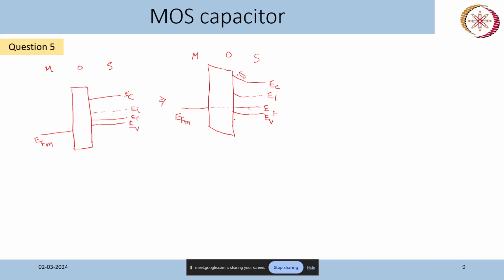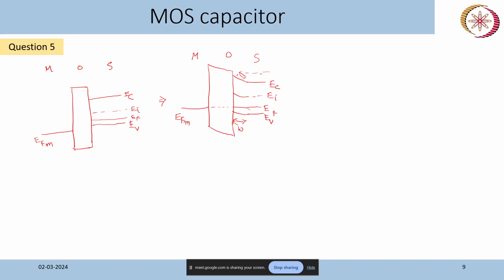Now here this is the depletion width W. In case of an ideal MOS capacitor, there should not be any depletion width when no voltage is applied, but for most practical cases there will be band bending and there will be a depletion width even at zero gate voltage.